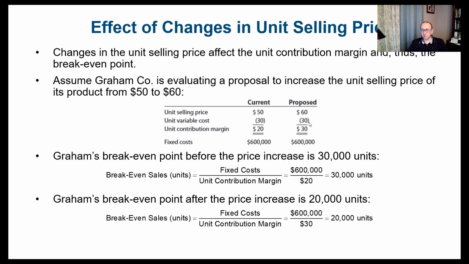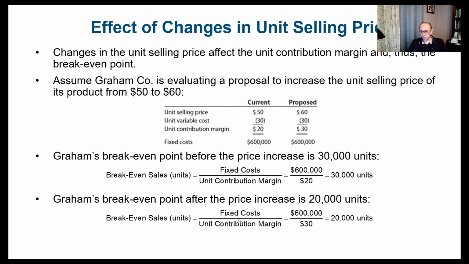The variable cost is the same, but the contribution margin will go up from 20 to 30. The fixed cost is still the same, it's not changing. So the break-even sales in number of units would be the fixed cost, which is 600,000, divided by the unit contribution margin of 20 based on the current situation, and that was 30,000 units. When we are going to increase the selling price, our contribution margin is going to go up.